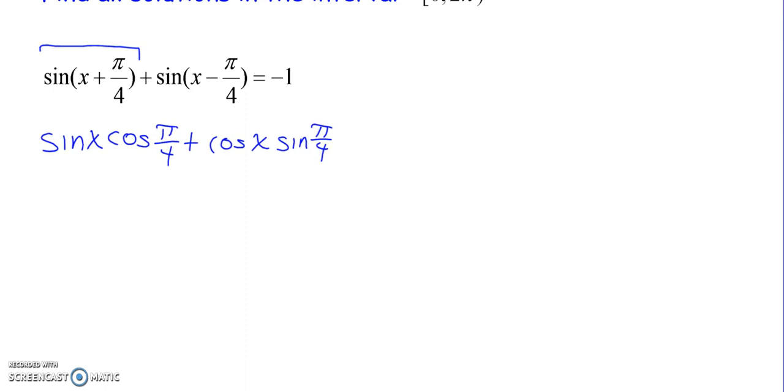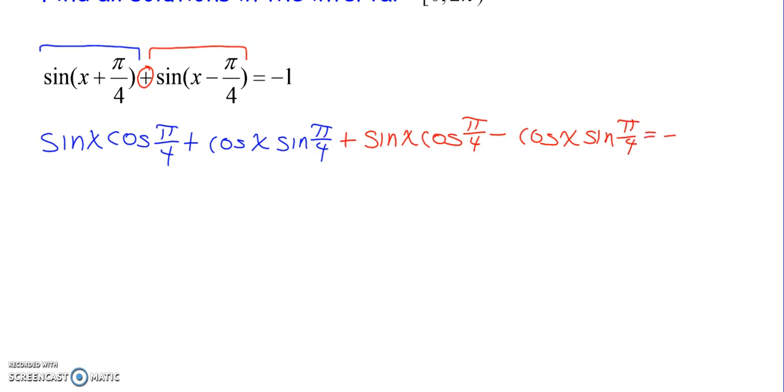And here, I'll switch colors, and now I'm going to expand this. Now it's a slightly different formula, so I'm copying over this plus sign, and now I'm expanding, and it's sine x cosine pi over 4 minus cosine x sine pi over 4. And I know all of this is equal to negative 1. So I've got to solve for x, and now that I've expanded, I should be able to solve using some of our techniques from last section.